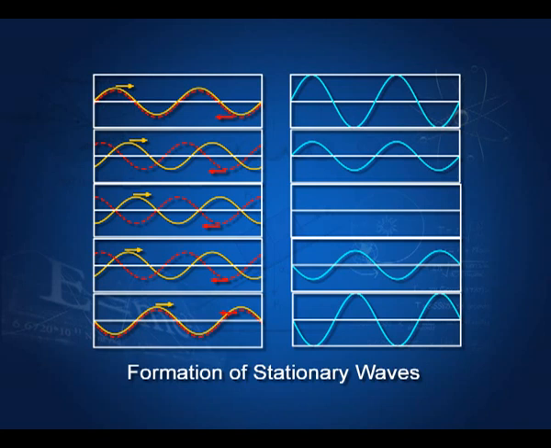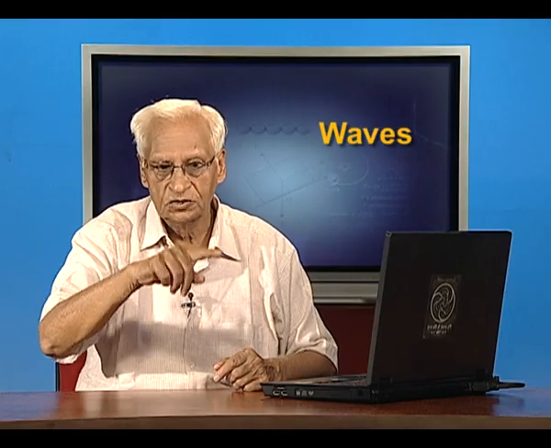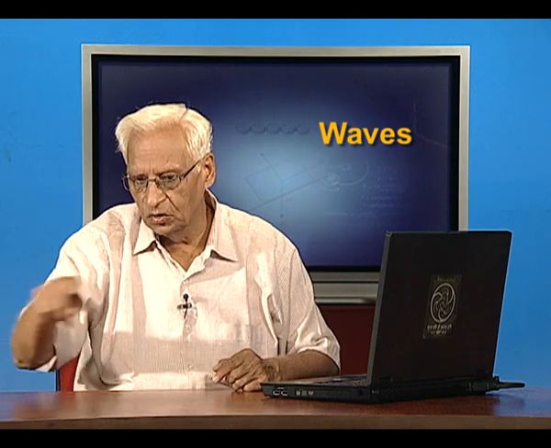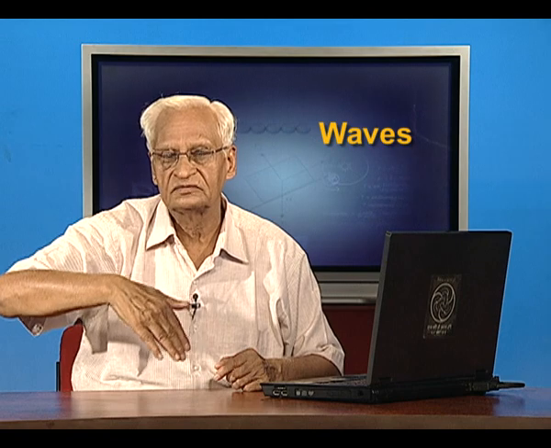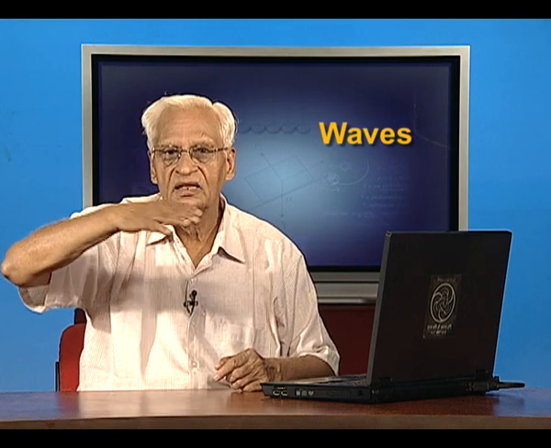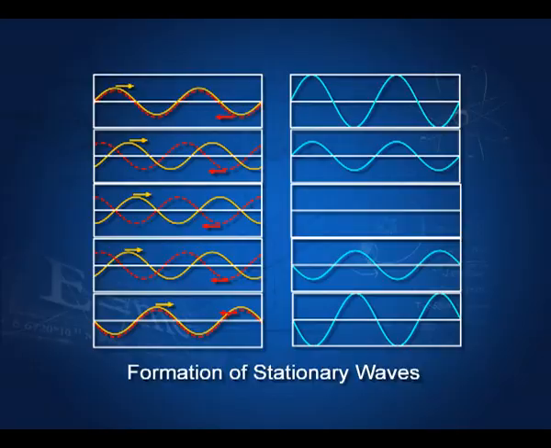So, it once again shows, look at this: when this is like this, after time T by 2 this is like this, and again after time T by 2 this is like this and this is like this. In between there is a time when there is no displacement at all. So, we have a loop going like this, no displacement, and a loop going like this, and if they do it rapidly enough you will not see the time when the displacement is 0. You see just like this, like this, like this.